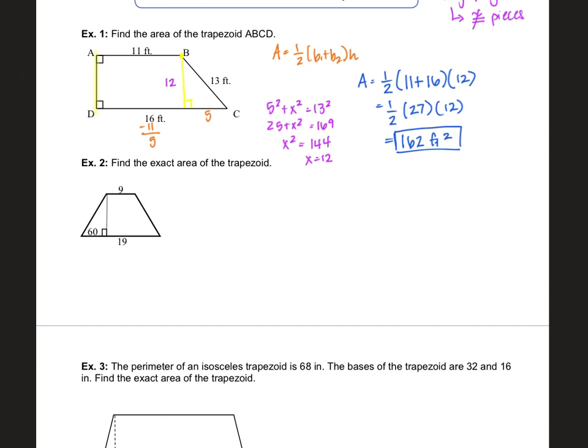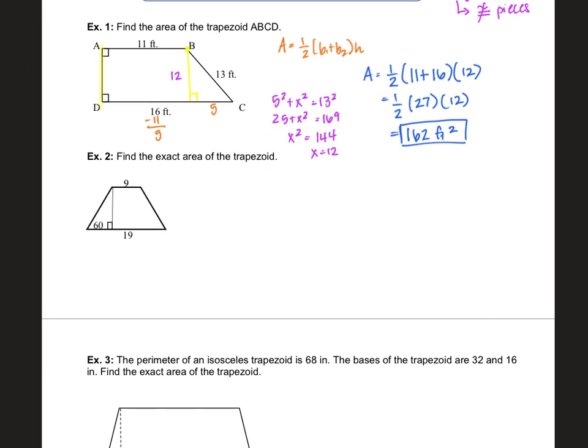Okay, let's look at example 2 here. Example 2, they want us to find the exact area. That keyword of exact is letting us know that we better leave a radical in our answer if we have one in the problem. Okay, so again, I could start with the area formula. 1/2 base 1 plus base 2 times the height, and ask myself, what part of this formula am I already provided in the picture? Well, I'm definitely given base 1, and I'm definitely given base 2. But again, this height, they at least drew me my picture, but it's not labeled there.